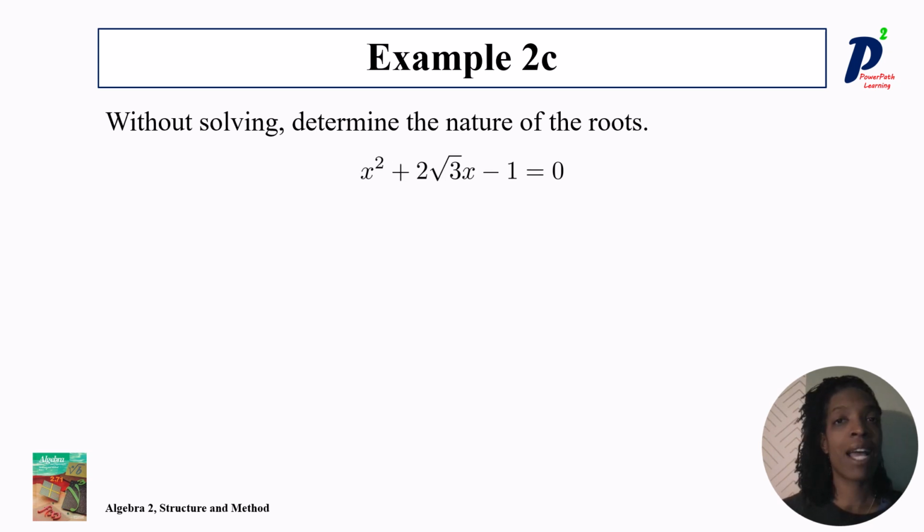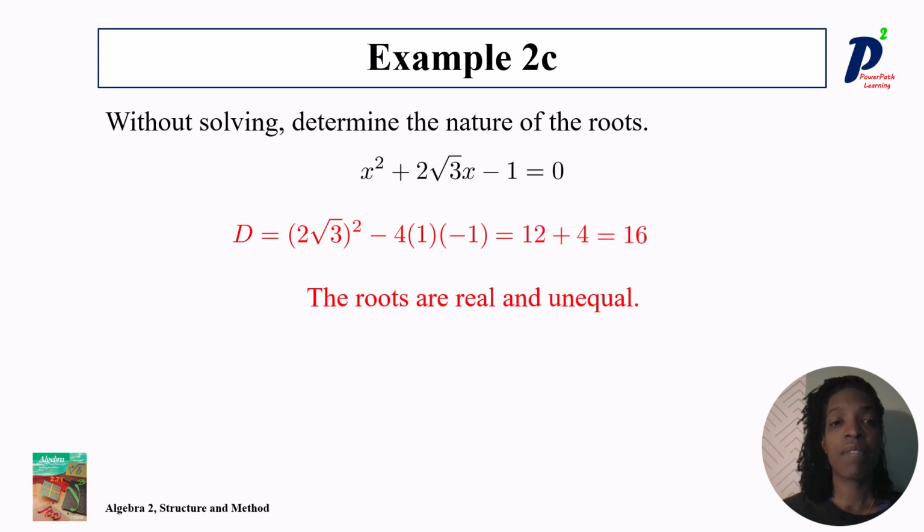For this one, right away, I can't say anything about the rationality of the roots because I have 2 radical 3 as my b. So I'm just going to plug it in to get 16. And I know that the roots are real and unequal. Nothing about rationality.